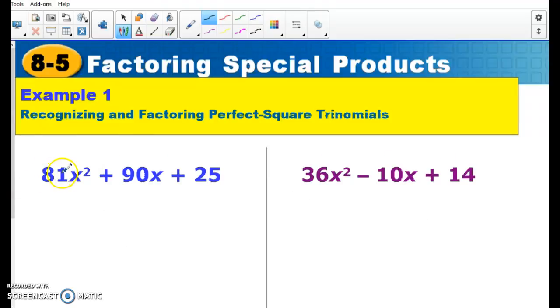Alright, same thing here, 81x squared and 25, so it's going to end up being 9 times 5, which is 45. And 45 and 45 is going to give me that 90. So that's just kind of the quick way to do it if you can do it in your head.